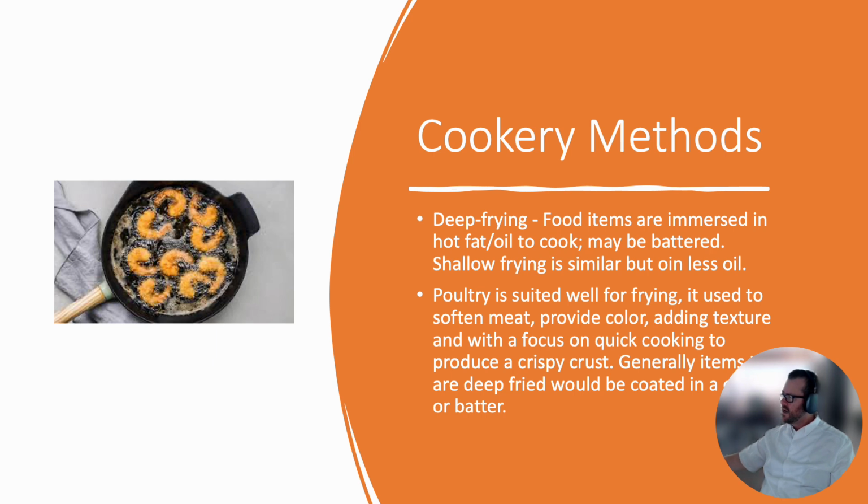because it's a quick cookery method. Okay, poultry is good for sous vide. It's good for deep frying. It's good for shallow frying. Okay. Generally, these cookery methods are used to soften the meat, to cook foods quickly, to provide colour, add texture. And yeah, generally when we're deep frying something, we'd be coating something in a batter first, a batter or a crumb. Okay.